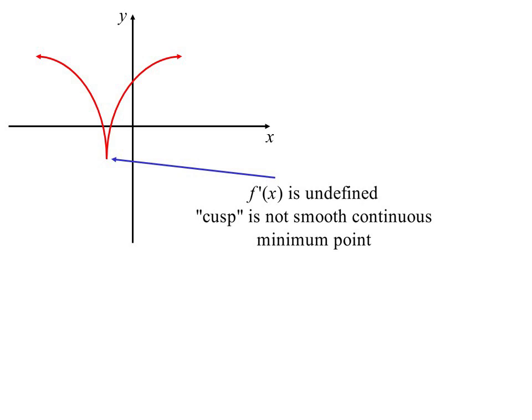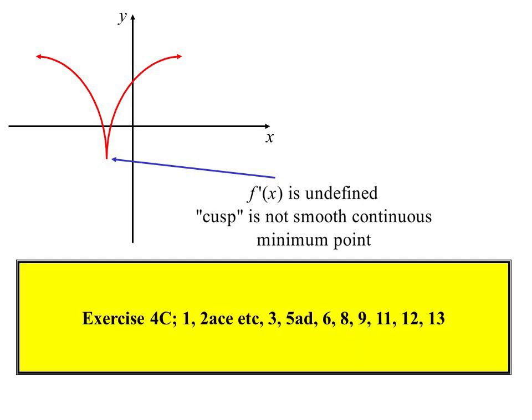So that might be what you have if it's undefined. You might have this cusp. An absolute value curve would be another classic one like that, when it comes down to that V shape. Basically, these sharp points, that's what we're talking about. The derivative is undefined at that point. It's not a smooth curve. 4C. Let's add that.